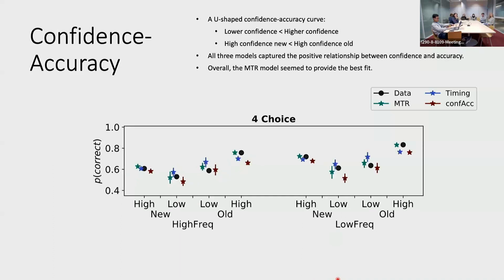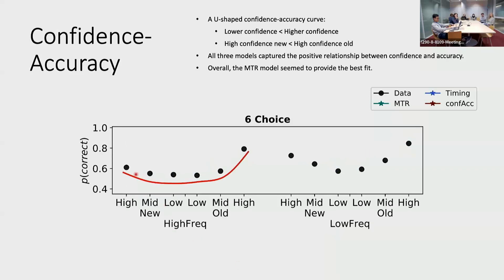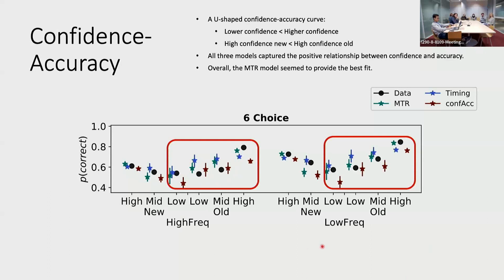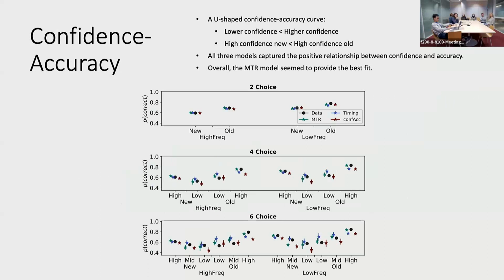All models were able to capture that positive relationship between confidence and accuracy. In the six-choice condition, again, the same U-shaped curves are shown. Overall, the MTR model seemed to provide a better fit, while the timing model and the confidence accumulator model, the blue and the red stars here, misfit more in the six-choice condition. But it's quite hard to judge from this plot. All three models capture the overall relationship. Sometimes one model fits better here but misfits more in other places, so it's quite hard to say who performs better.